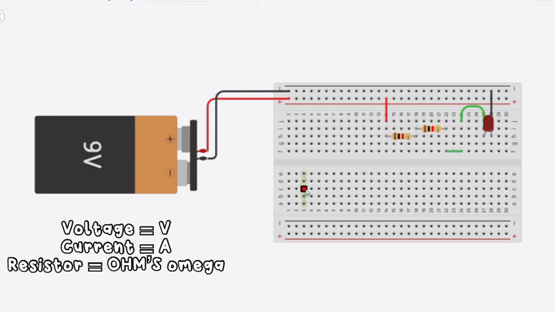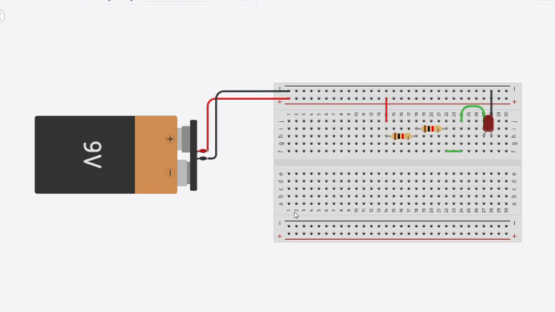Voltage is measured in volts, current in amperes, and resistance in ohms, with the symbol omega. Fifth, for the last one, I would like to provide some examples, showing practical examples and calculations to illustrate how Ohm's law works in different scenarios.